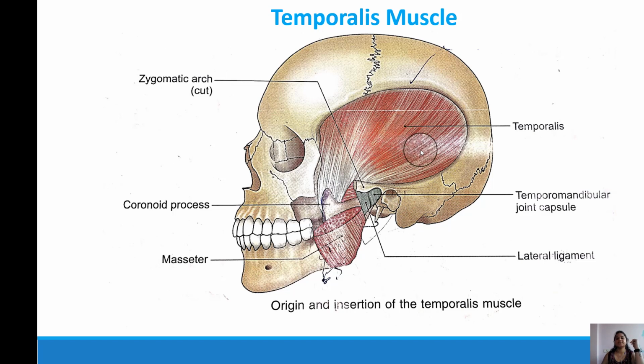So its origin is from temporal fascia and the temporal fossa, which inserts into the pterygoid fovea on the anterior neck. Pterygoid fovea is roughly situated here, and the anterior margin of the articular disc, which I will show you in the upcoming figures. Roughly, you remember, the articular disc is situated here in between the temporomandibular joint. This is the temporal and the temporomandibular joint.